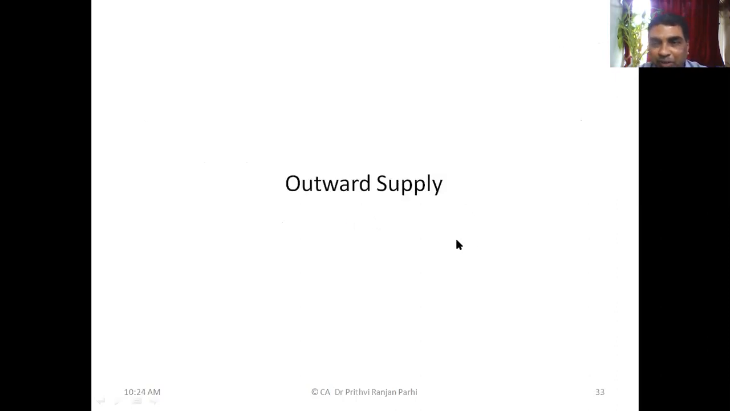Okay, I think up to this you have understood. That means up to this point we have covered inward supplies for regular supply and reverse charge mechanism.